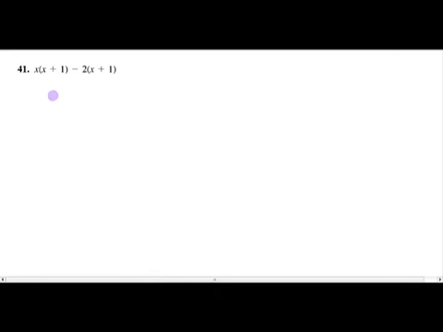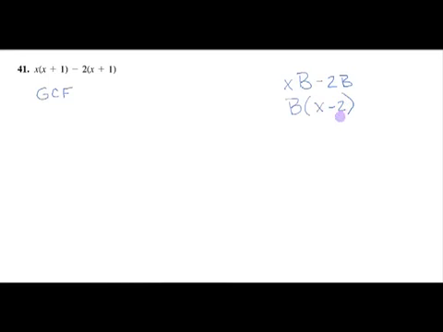What's the greatest common factor here? It's a little tricky to see because we have a binomial sitting there. But think about if we replace that binomial with something like a large b. So xb minus 2b. And what's the greatest common factor here? It would be a b, and I would be left with x minus 2. So it's the same thing with this polynomial, except that the binomial is our b.